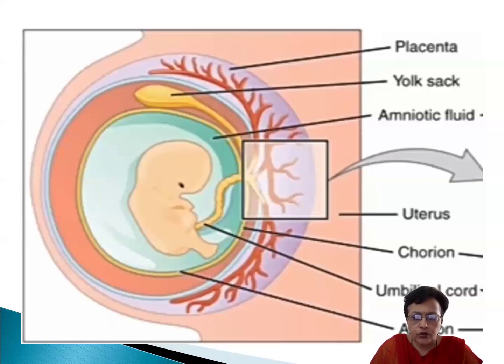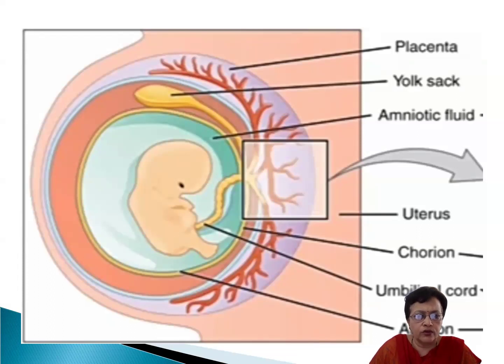So, if we take into account the structure of placenta, as you can see, the placenta is actually the formation from the four extraembryonic membranes, which are yolk sac, chorion, amnion, and allantois. So in this manner, it is being formed.